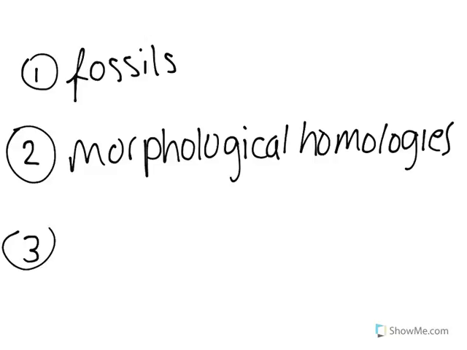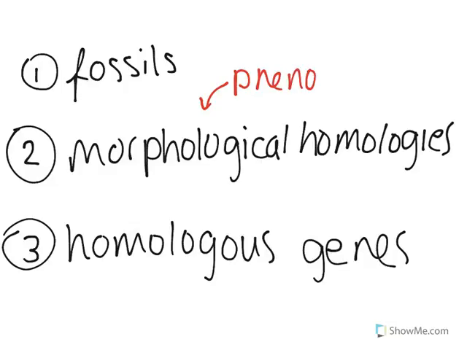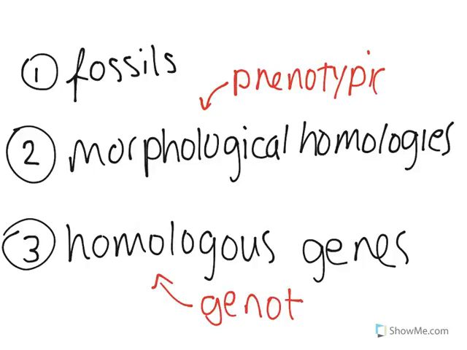And third off, the things that scientists look at are homologous genes. So these are very similar to morphological homologies, but the way you can think of it is morphological homologies are phenotypic, and then homologous genes are going to be genotypic. So they have to do with your genotype, and then phenotypic means it has to do with your phenotype, so different traits that you can see.